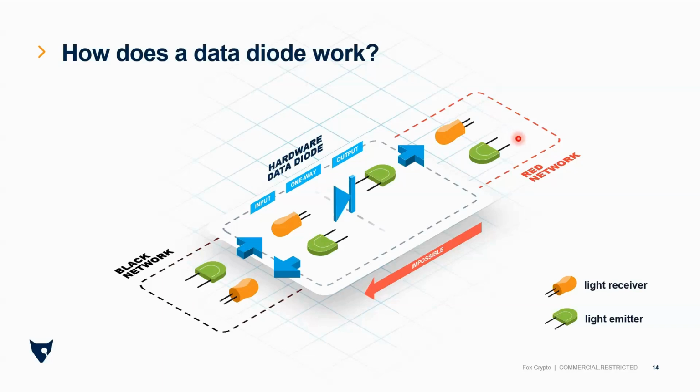If somebody, by accident or deliberately, wants to send information from red to black, it's impossible. There's no light receiver in the diode on the red network. So it's by physics impossible, 100% guaranteed, that data can flow the other direction. That's why it's 100% sure that the data diode in this way always provides a one-way data flow.